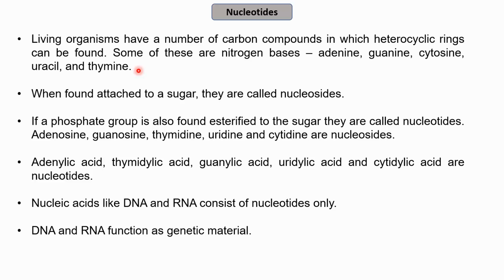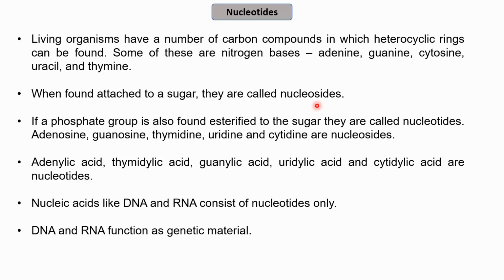Now, in nucleotides, when we attach a sugar moiety to these nitrogen bases, this is called a nucleoside. So if I attach a sugar moiety, for example deoxyribose or ribose, to adenine, guanine, cytosine, uracil, and thymine, then this is known as a nucleoside. And if a phosphate group is then attached to a nucleoside, then the complete unit is known as the nucleotide. So basically a nucleotide is a combination of firstly nitrogen base, then sugar, and then phosphate.